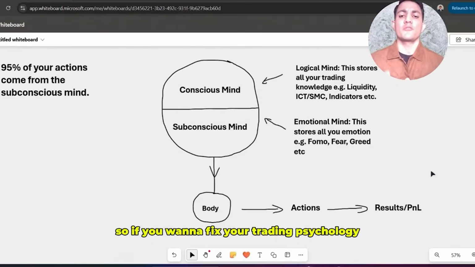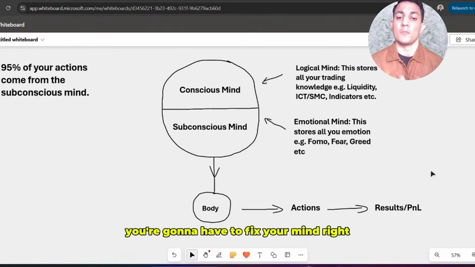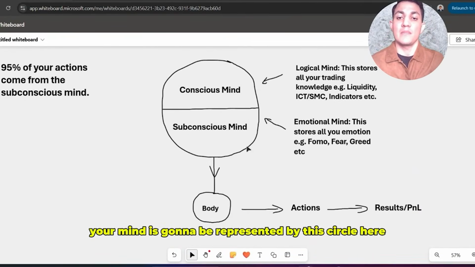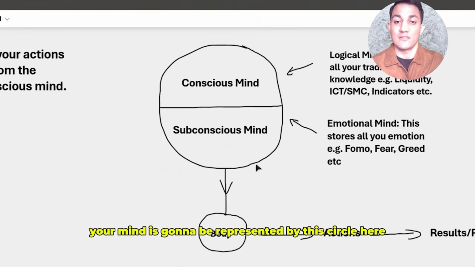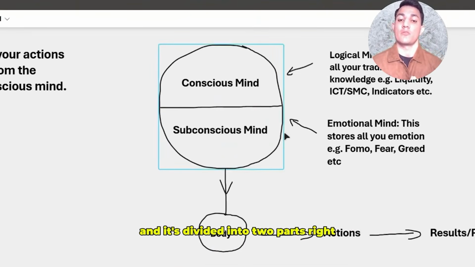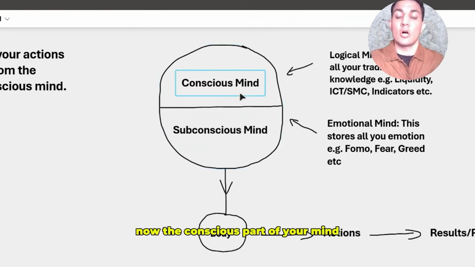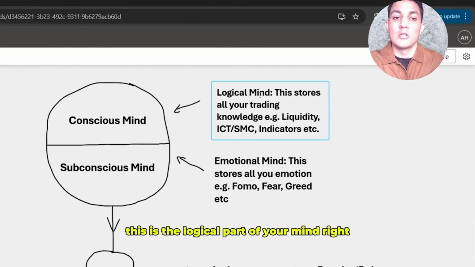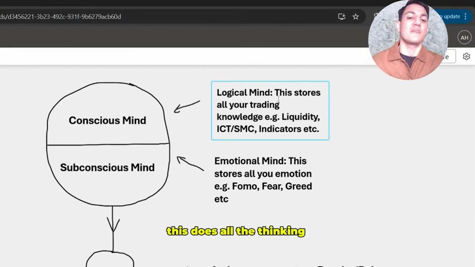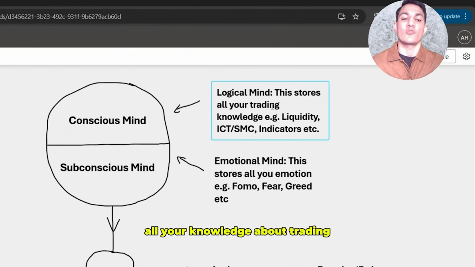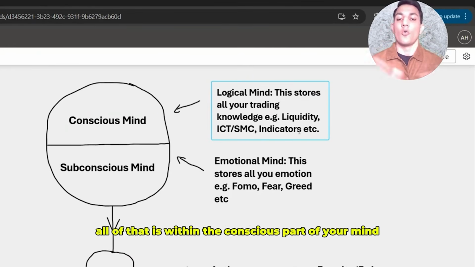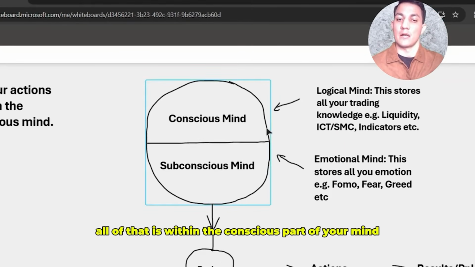So if you want to fix your trading psychology, you're going to have to fix your mind, right? Now, your mind is going to be represented by this circle here, and it's divided into 2 parts. You've got the conscious part of your mind and the subconscious part of your mind. The conscious part is the logical part of your mind. This does all the thinking. This stores all your knowledge about trading, liquidity, ICT, indicators, daily bias. All of that is within the conscious part of your mind.